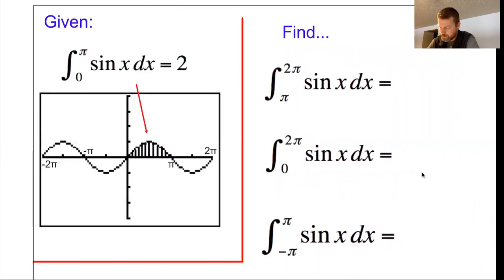All right, the integral from pi to 2 pi. Well, that's from here to there. It's going to be this section, which looks like it's going to be the exact same area as this section here. It's just now under the curve. So if this one here was a value of 2, that one under the curve would be a value of -2.